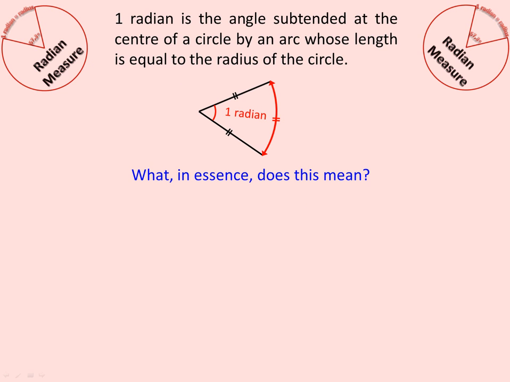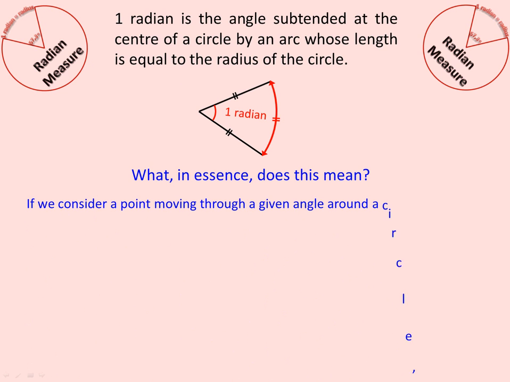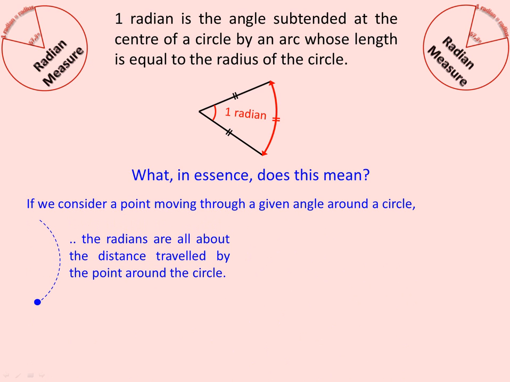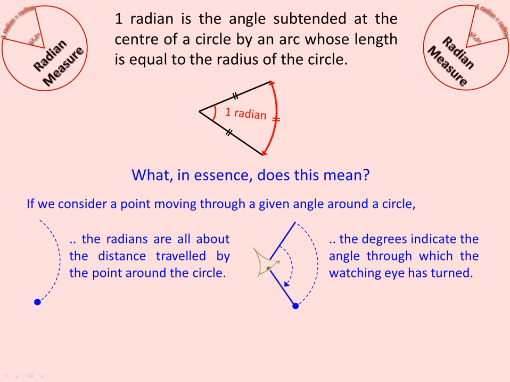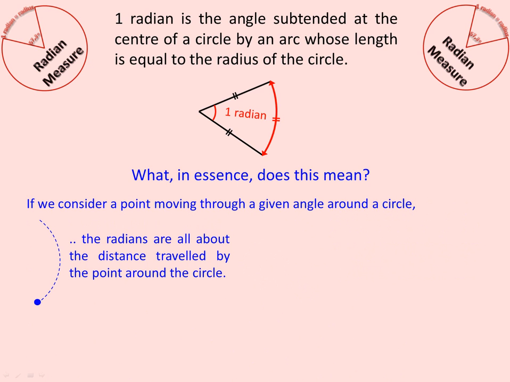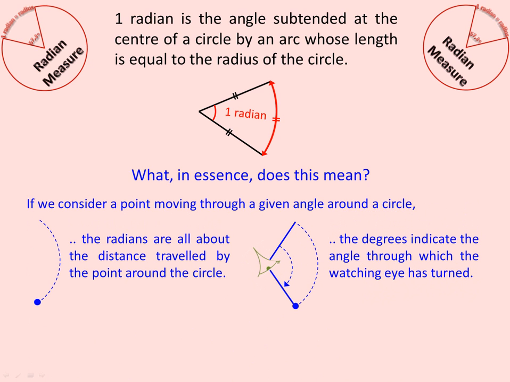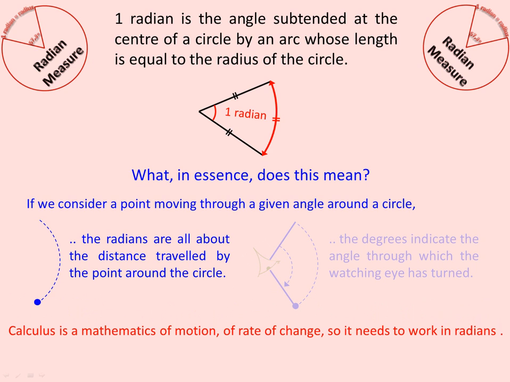Well, what does this mean? We can look at it in two ways. With the point moving through a given angle, we can see it as the point moving along the arc, or we can see it as a rotation. If you have a look at this, the way the eye rotates, it's the angle through which the watching eyes turn, and the distance through which the point has moved. Now, this is in pre-calculus, and calculus is a mathematics of motion, of rate of change, so it needs to work in radians.